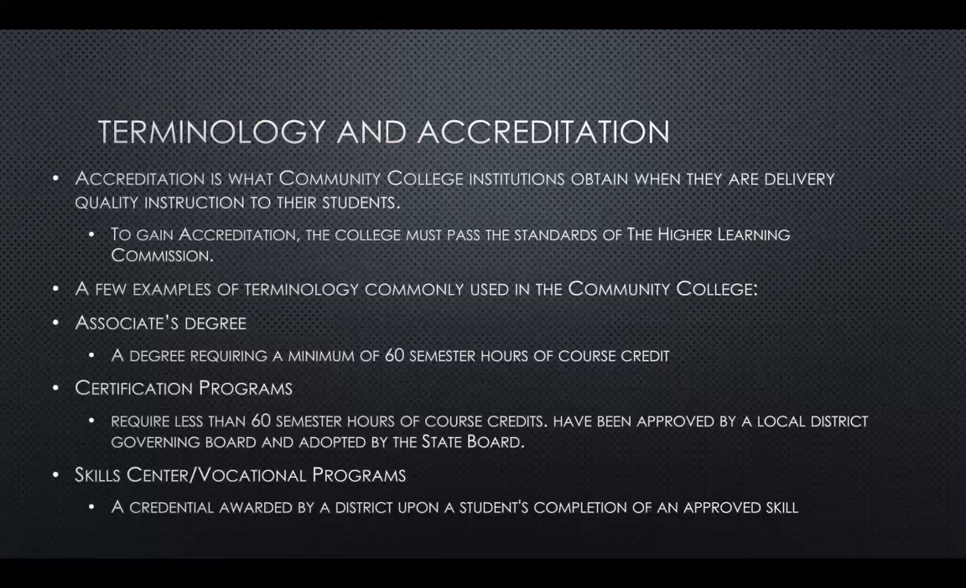A few examples of terminology commonly used in community college would be an associate's degree, which is a degree requiring a minimum of 60 semester hours of course credit. Certification programs require less than 60 semester hours of course credits, have been approved by a local district governing board and adopted by the state board. Skills center / vocational programs, a credential awarded by a district upon a student's completion of an approved skill.